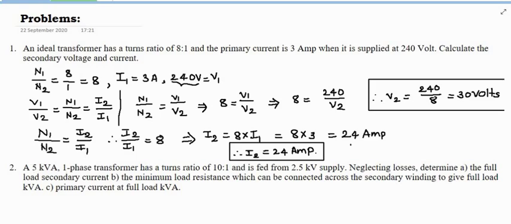A 5 kVA single phase transformer has turns ratio of 10:1 and is fed from 2.5 kilovolt supply. Neglecting losses, you have to determine the full load secondary current, the minimum load resistance which can be connected across the secondary winding, which will give you the full load kVA, and the primary current at full load kVA.